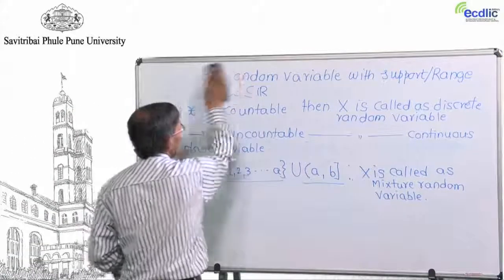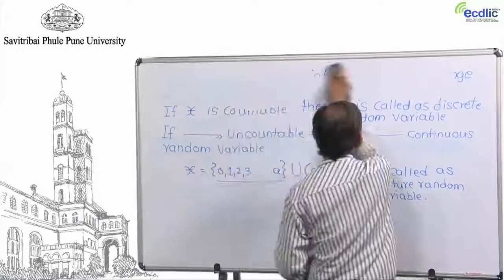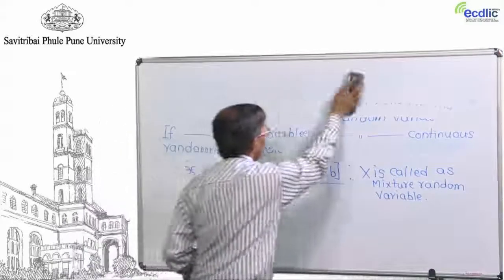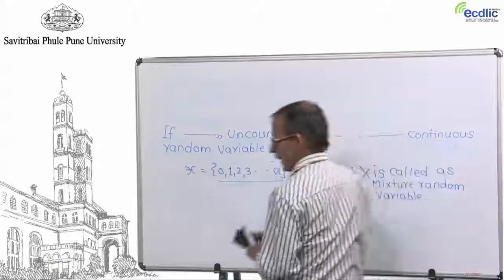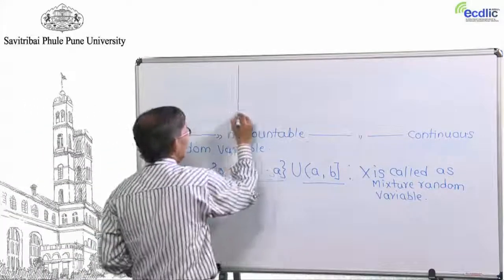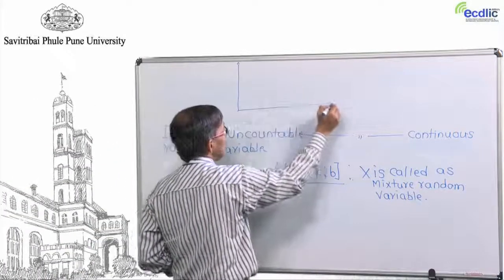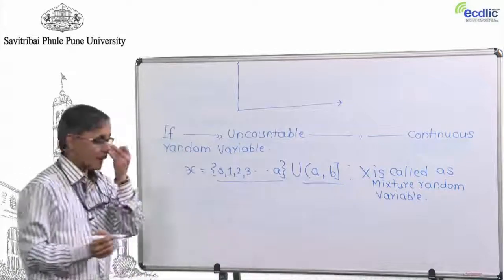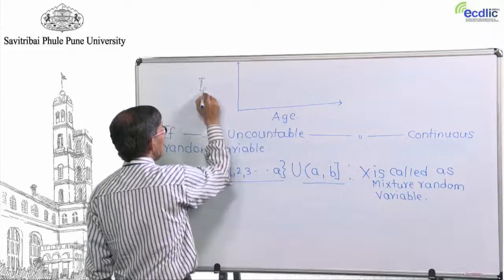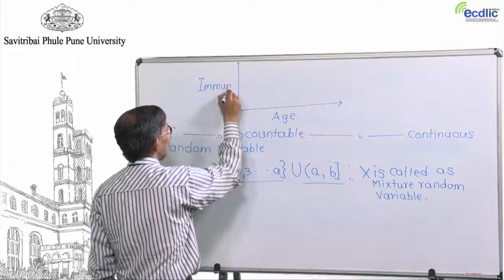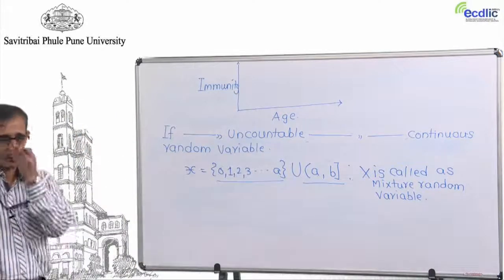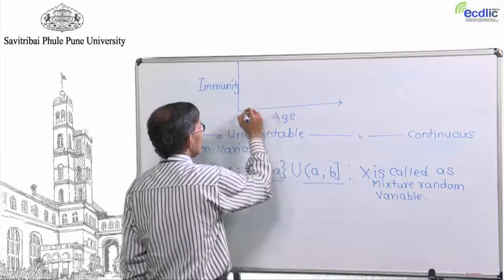This is also termed a mixture, but it is of a different type. So, for example, if I have a graph for a certain random variable, this is say age with respect to immunity. Now, we talk about a scenario something like this.